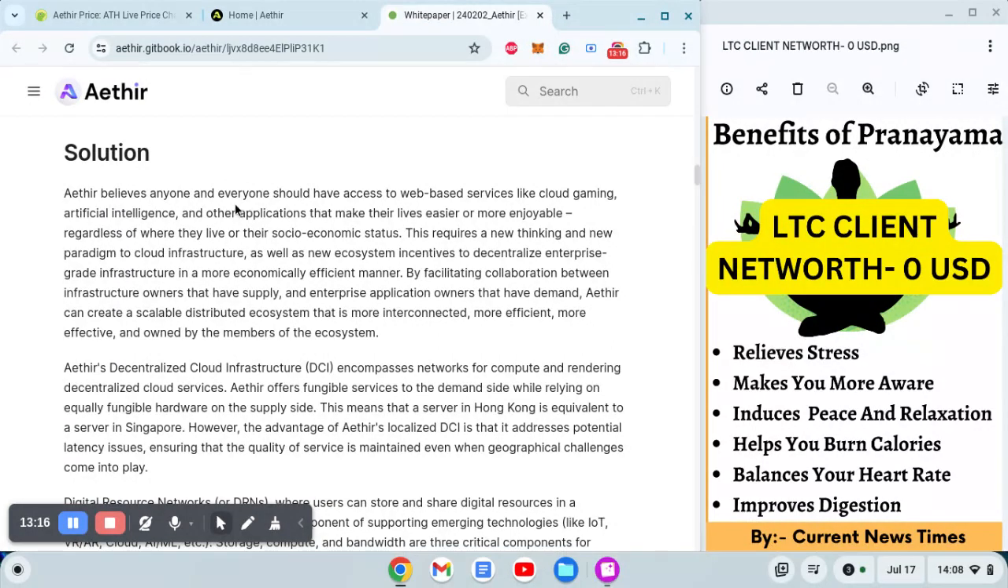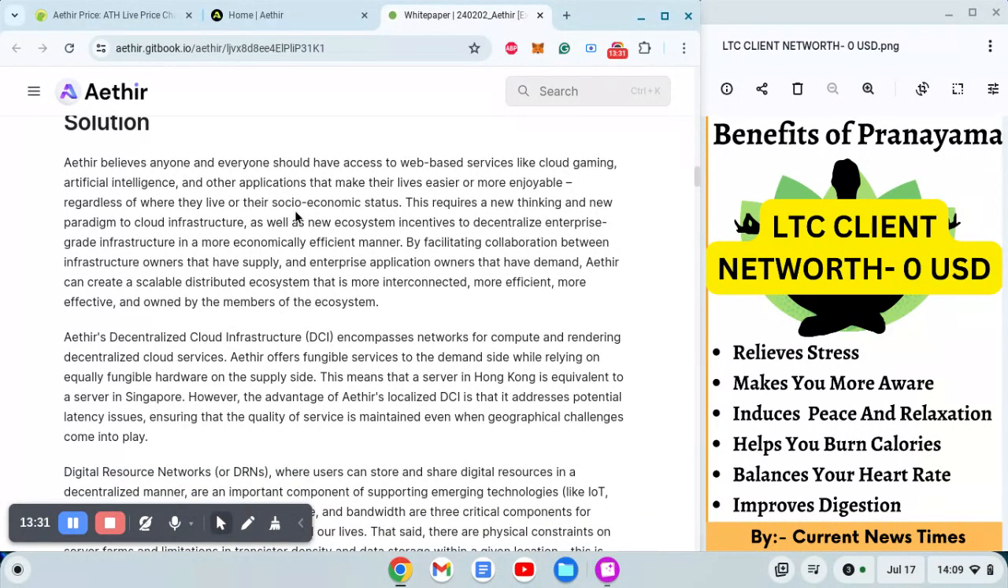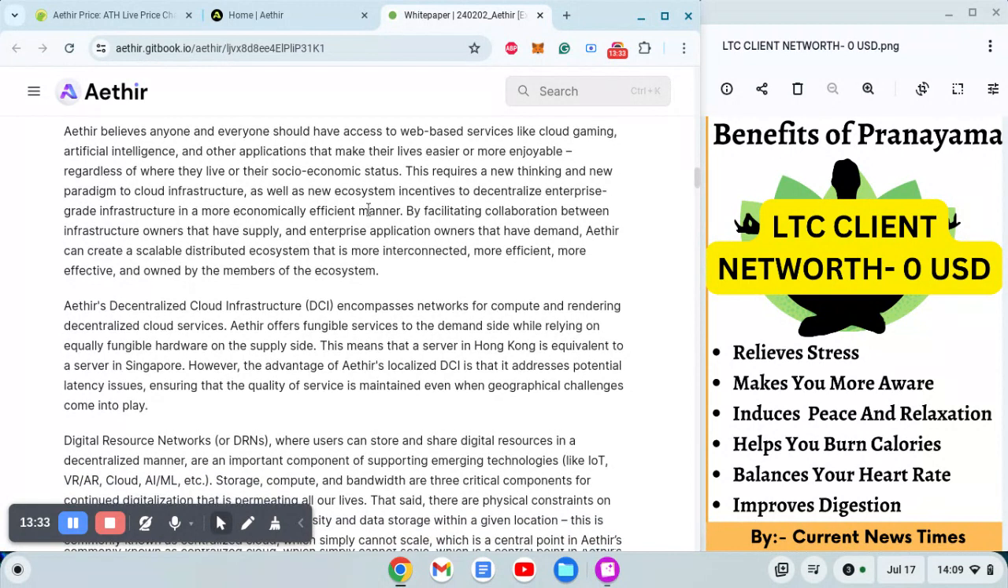Aethir believes anyone and everyone should have access to web-based services like cloud gaming, artificial intelligence, and other applications that make their lives easier or more enjoyable, regardless of where they live or their socio-economic status.